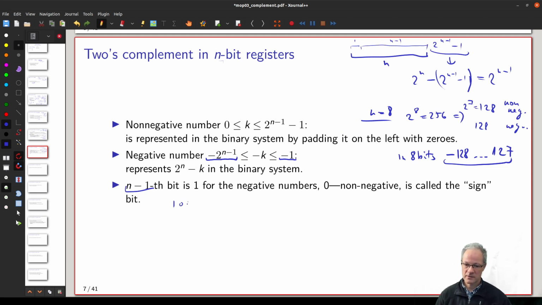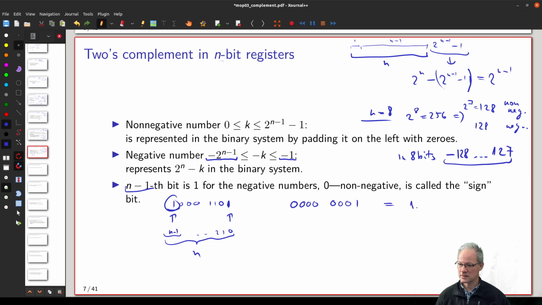So the n minus 1th bit is the first bit, the most significant bit. If we have 10001101, for example, then this is the n minus 1th bit, because this is the 0th bit, this is the first, the second, and so on. Altogether, we have n bits. This bit is going to tell us whether the value is positive or negative, so there's a quick way to figure that out. If it's zero, then the number is non-negative, for example 00000001, which is positively equal to 1 in decimal.